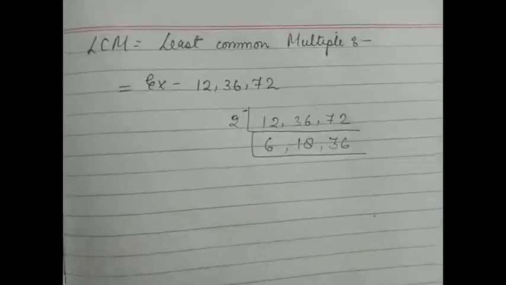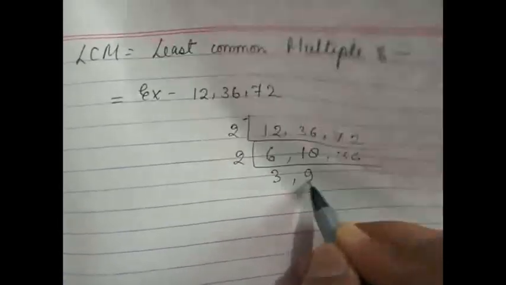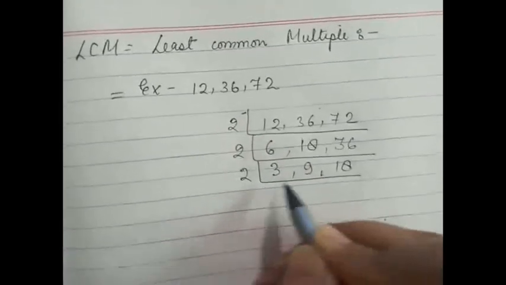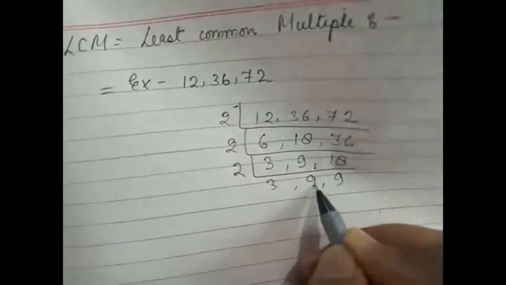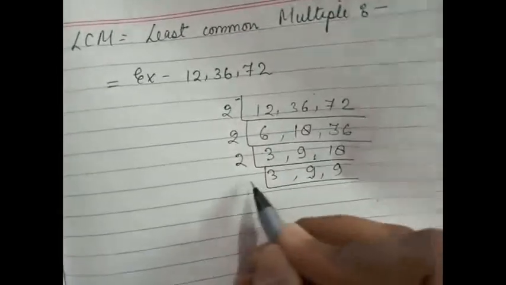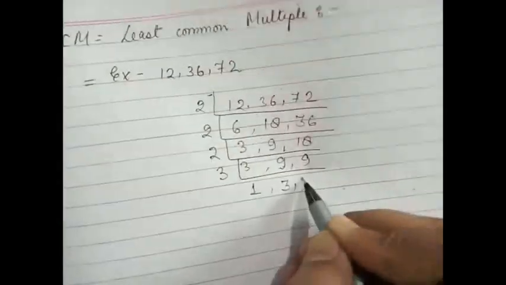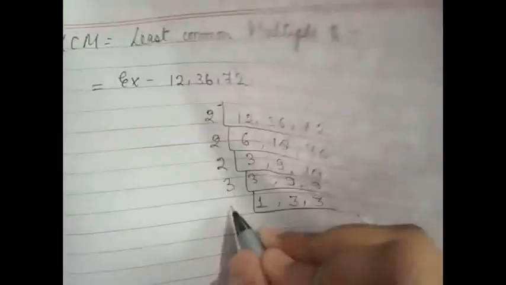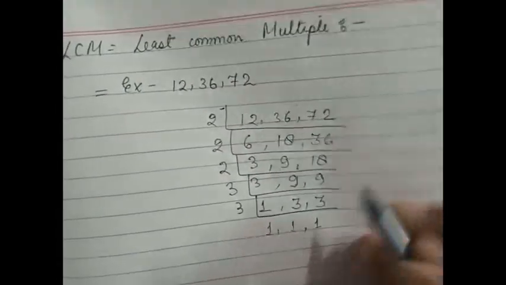Let's do it. Then after 2 it will give 3, it will give 9, and this will give 18. After that one more 2, it will give 9, and this will be 3. Now with the help of 3, it will be 1, it will be 3, and it will also be 3. Now with the help of 3 again, it will be 1, 1, then 1.